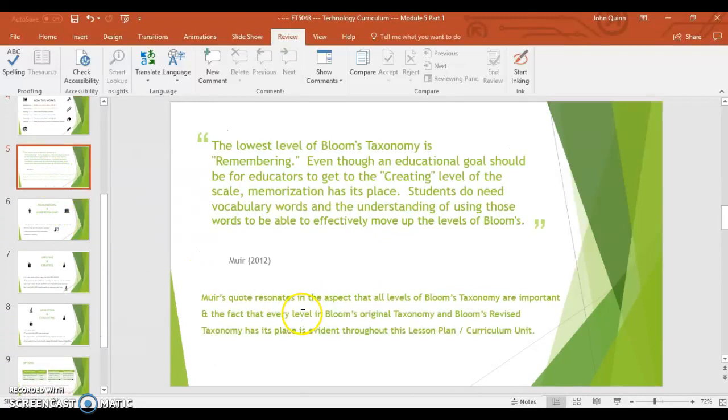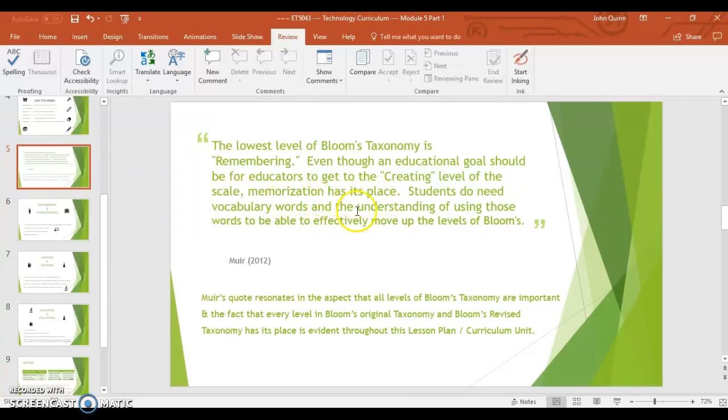Okay, next slide. This is where I was saying before. I know people say, oh, maybe you should just teach in the highest levels, and that's it. No. Remember, the lowest level of Bloom's taxonomy is remembering, even though the educational goal should be for educators to get to the creating level of the scale. What I was just saying.